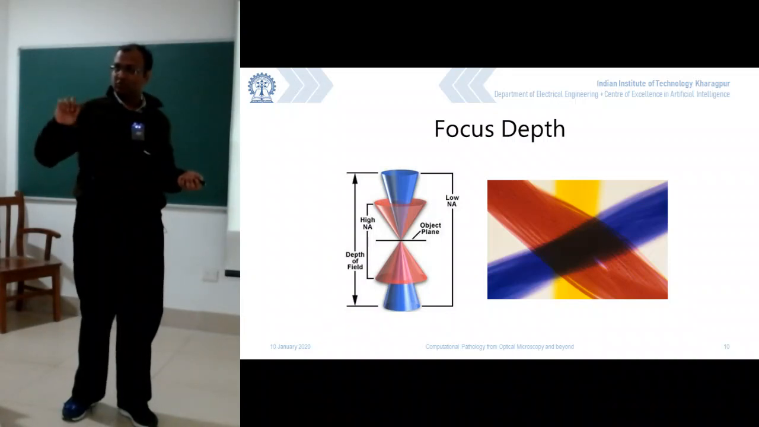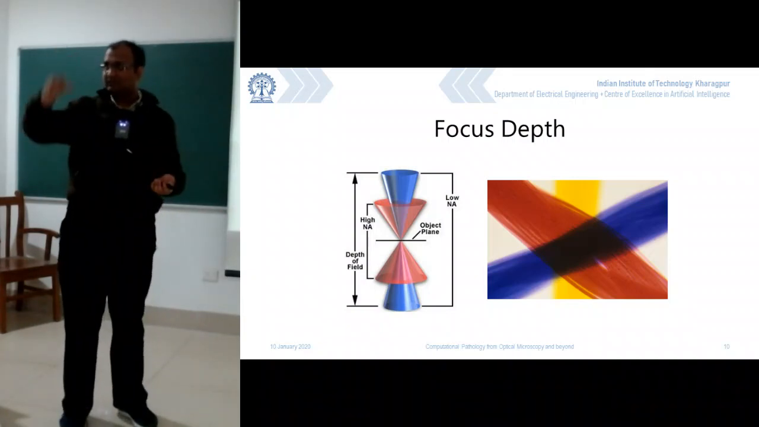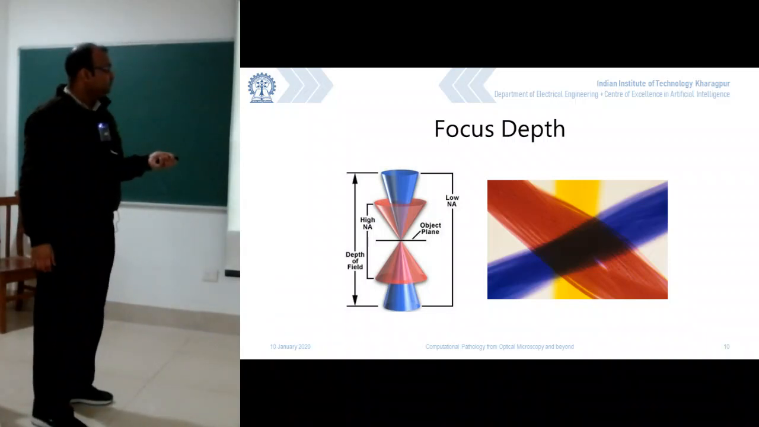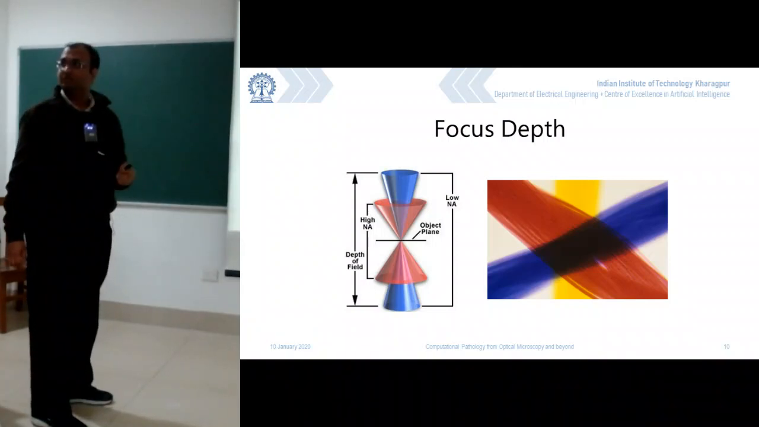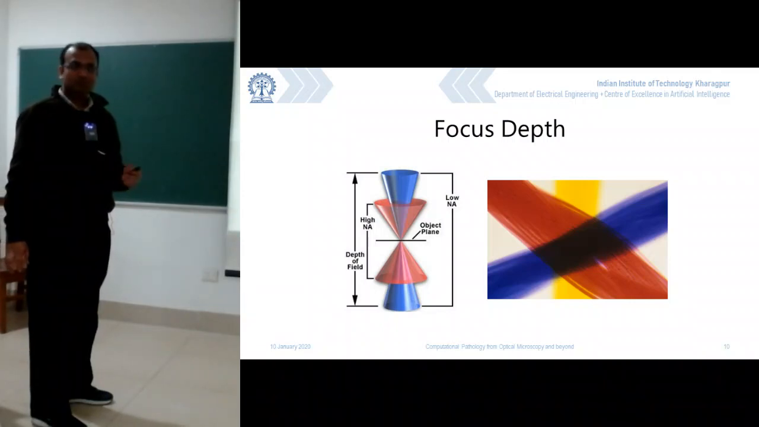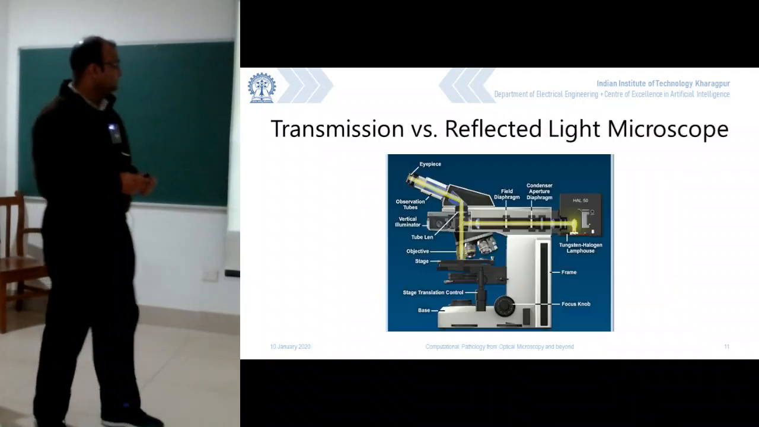Now if you want to do that, you can obviously keep on changing the focus. The point is, with a high numerical aperture you will be able to focus on any one of them, not all 3 of them together, whereas with a low numerical aperture you will be able to focus on all 3 of them together. Got the point? Okay, clear till now?